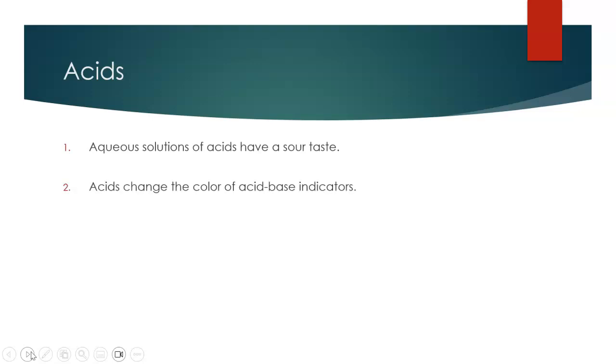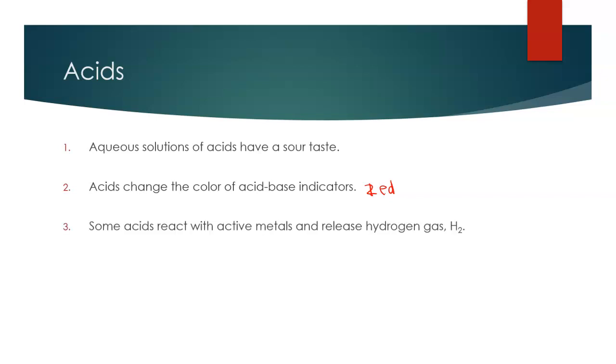Acids change the color of acid-base indicators. They often change that colored paper to red. So if they started out as a blue paper, it would turn a red color if it's an acid. Some acids react with active metals and release hydrogen gas. You'll often see that if you place a metal inside a test tube, when it starts to have a lot of bubbles, that would indicate that you have a gas being formed, like hydrogen gas.